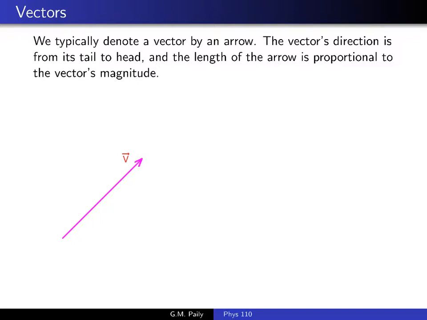Pictorially, we represent a vector by an arrow. The length of the arrow gives you its magnitude, and the direction is given by the direction of the arrow. And it points from the tail to its head.